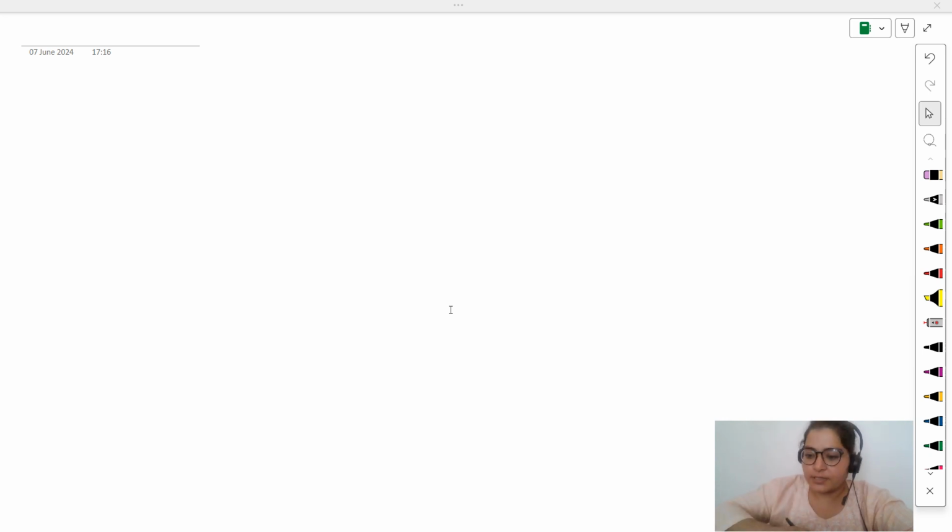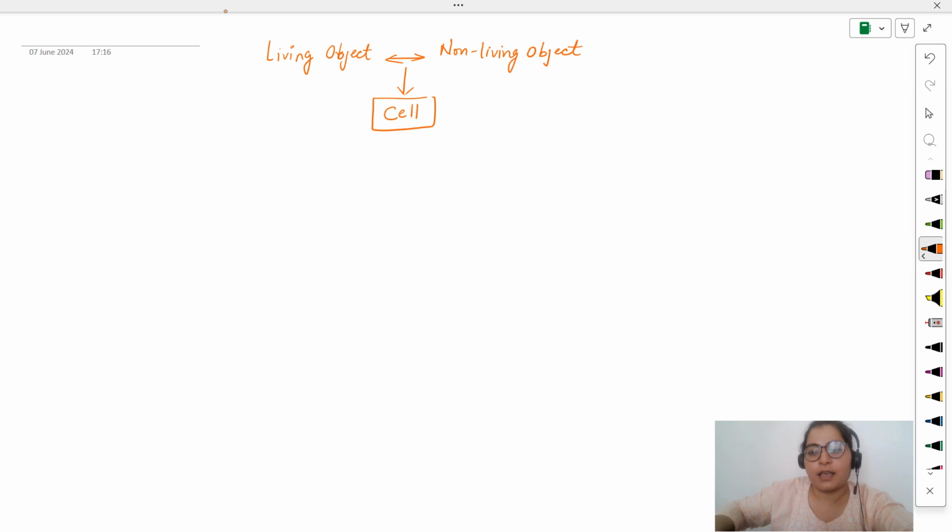Okay, so we start the chapter. Before we start, whenever you look at your surroundings, you see two kinds of objects: one is the living object and another is the non-living object. So we'll discuss this. Whenever we see these objects, there is something different in them, right? So what is the basic difference between them? The basic difference is the cell. So we'll discuss the cell.